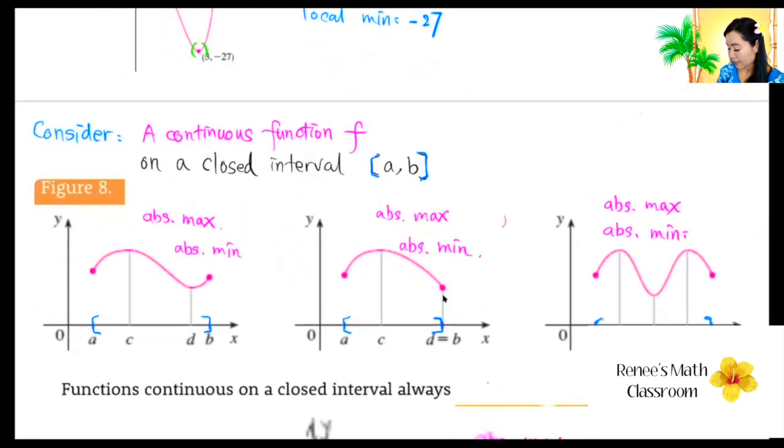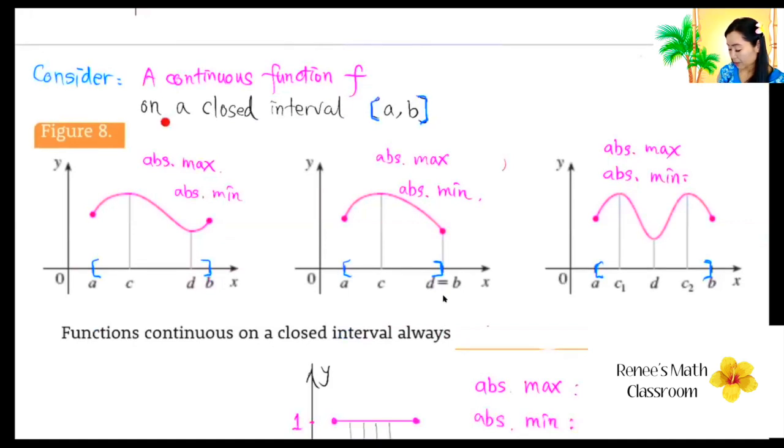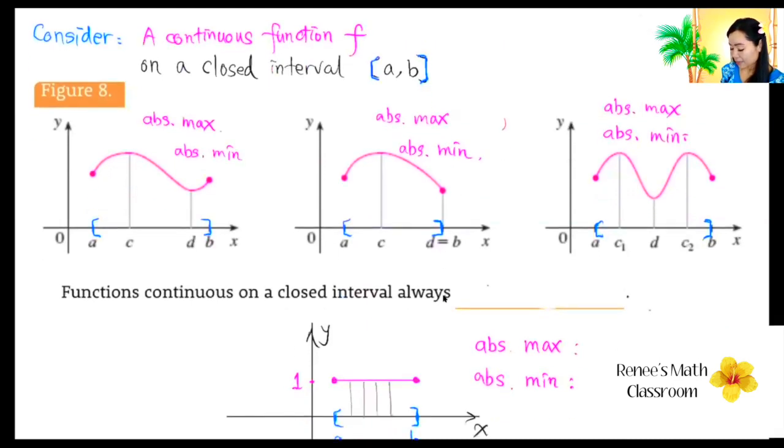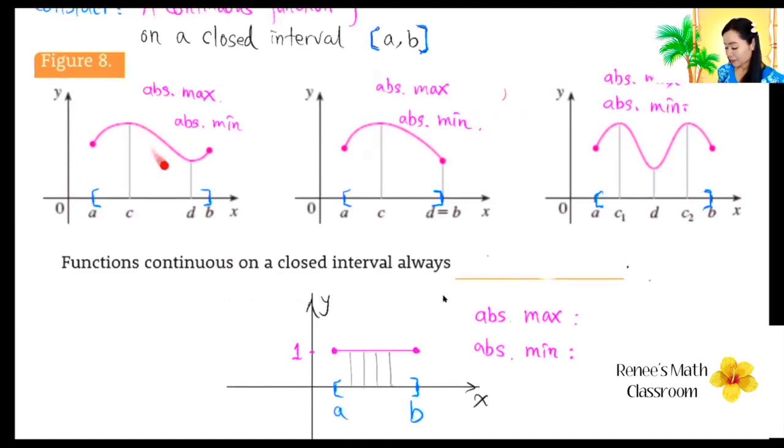Now consider a continuous function on a closed interval. I have 3 cases over here as stated. What does continuous mean? That means it has no break. So if you're looking at the graph right here, you see there's no break. On this closed interval a to b, it could be like this, this, and this. What do we observe? If the function is continuous on this closed interval, then the function must attain an absolute maximum and absolute minimum somewhere inside this closed interval.